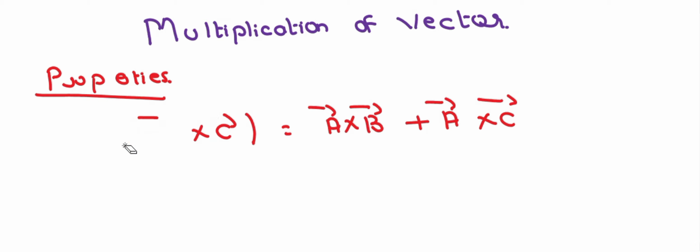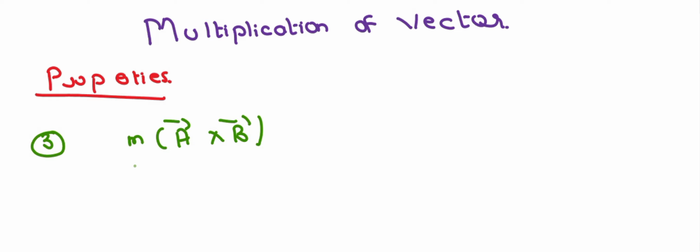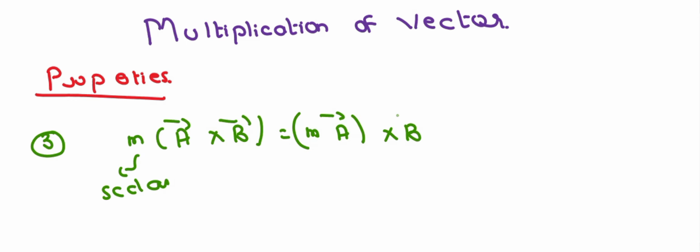Similarly, the cross product has the associative property with scalars. What does it mean? It means that M times (A cross B), where M is a scalar, is equal to (M A vector) cross B vector and also A vector cross (M B vector). This is basically the associative property of the cross product.